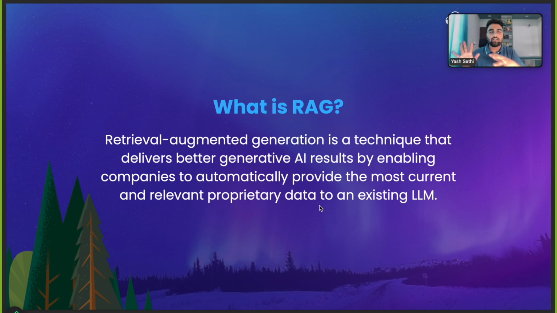Why? Because this particular AI agent is sending your prompt to the LLM, which is a third party. And this LLM is not at all aware about Crazy Cloud. It is not aware about my customers. It is not aware about what my internal policies are, right? So here RAG comes into the picture.